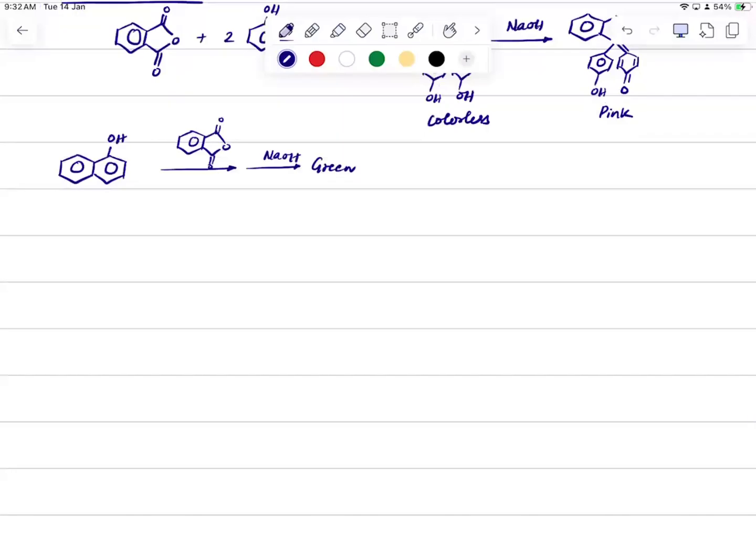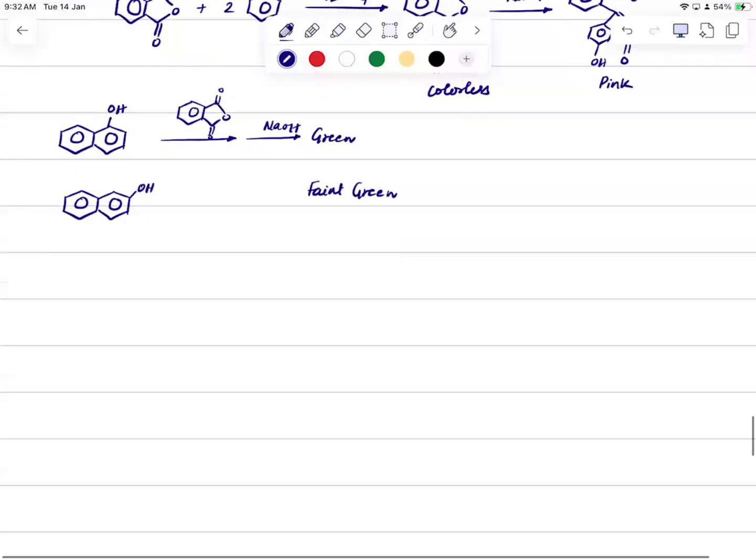If it is beta naphthol, you will have faint green color. If it is resorcinol, yellow green. Cresol, if you have cresol, red color, correct?